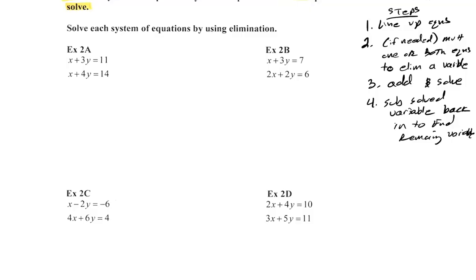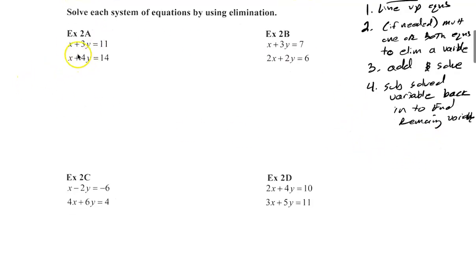So those are the steps, right? First we're going to line up the equations, which is not a really big deal here. If needed, we're going to multiply by one or both of the equations. We're going to do that in a bit to eliminate a variable. Then we're just going to add and solve. And once you do that, don't forget to go back and plug it in. And then as always, you can check your work.